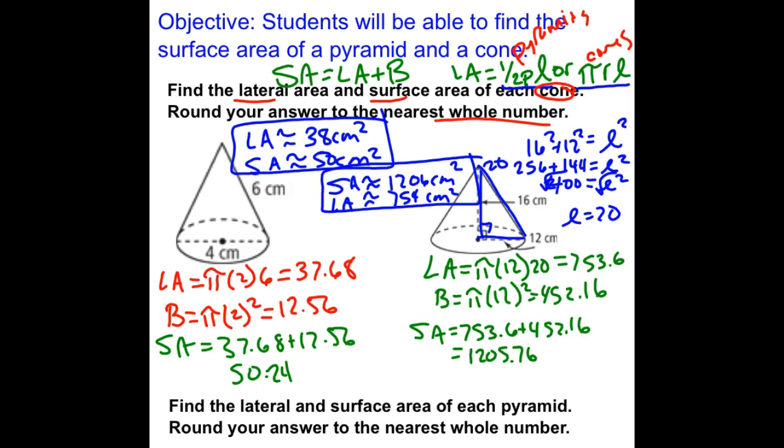All right, you can check your answers with mine. I got the lateral area 753.6, base was 452, got me a surface area of 1205.76. When I round those, I get 1206 for the surface area and 754 for the lateral area. Both of those have a label of centimeters squared.